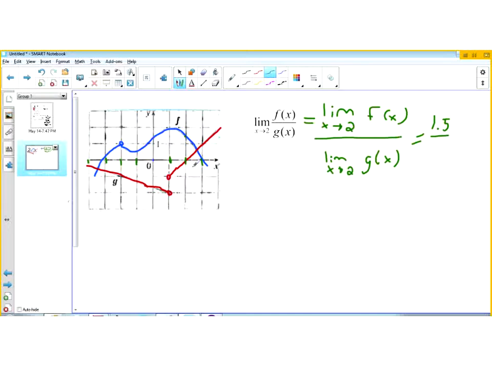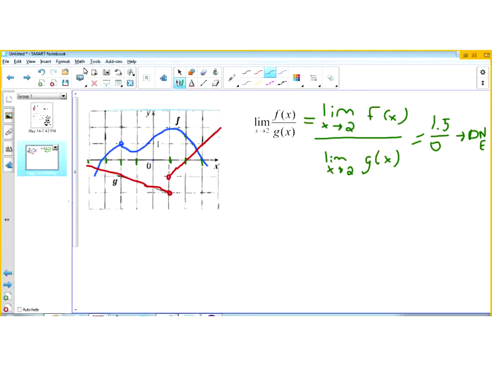But the limit as x approaches 2 of g of x, well, that's another story. That appears to be 0, right? So we'll have 1.5 over 0, which is absurd, right? So this is a does not exist. Even though the limits of the functions exist, it's a DNE. So that limit does not exist.